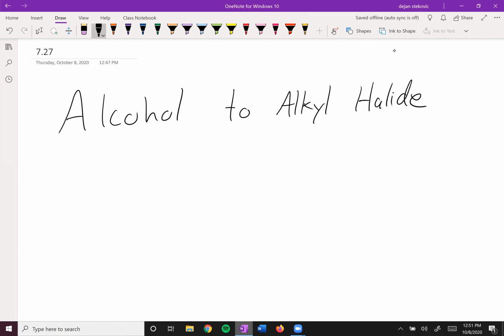Let's take a look at some other substrates and see how these reactions apply to them. In this case, we're going to take a look at an alcohol being converted to an alkyl halide. And so we have this alcohol here. And then if you just try to react this with sodium bromide, thinking that bromide is a good nucleophile, you'll actually get no reaction.